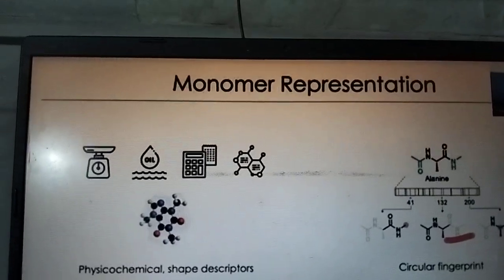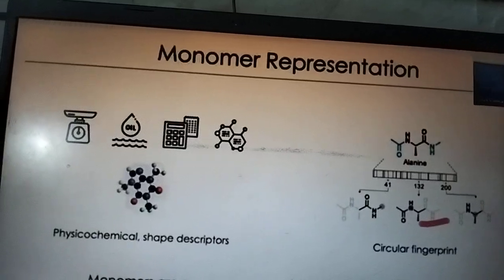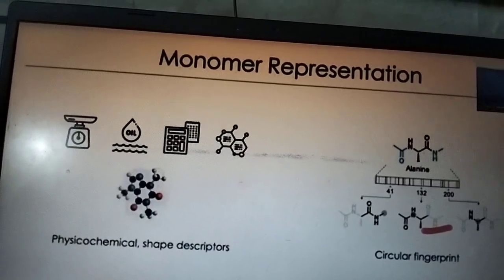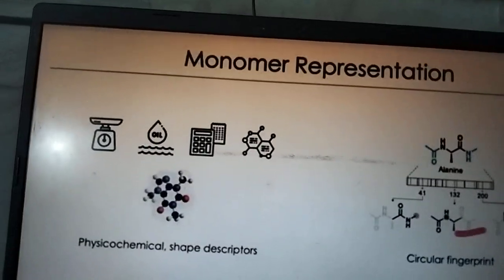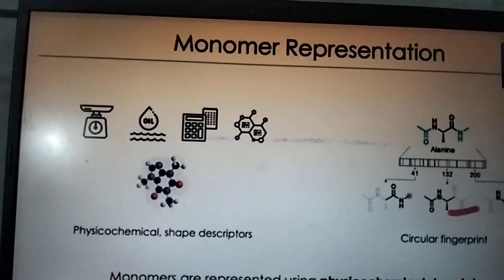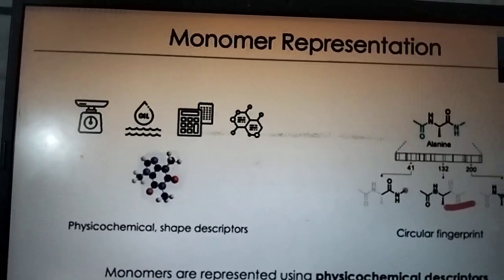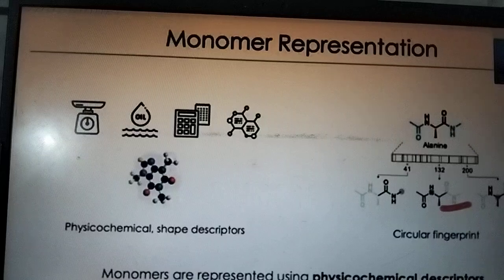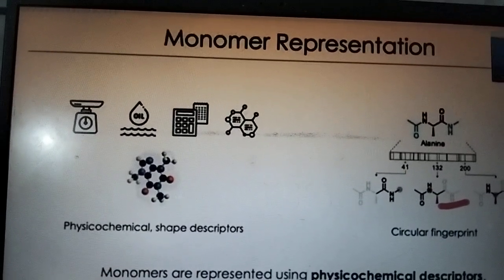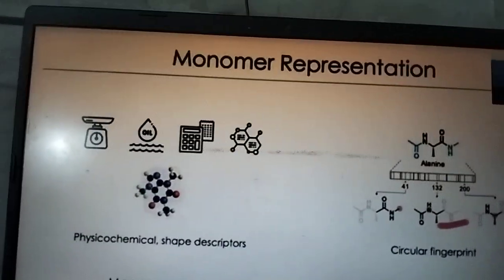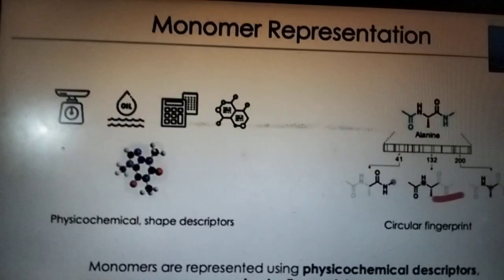Next, monomer representation. Monomer representation has two options: physicochemical and shape descriptors, or circular fingerprints. Monomers are represented using physicochemical descriptors or circular fingerprints, and this is the monomer representation, with circular fingerprints and the biometric values.